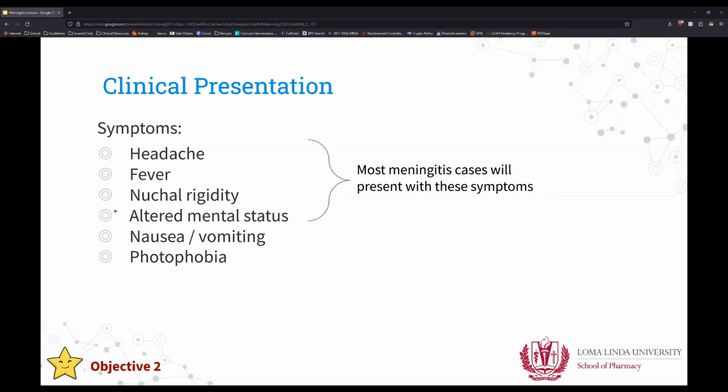Additional information that can help the providers is when family members are able to describe where the patient is at baseline, so we know if it has vastly changed or not. Of these top four, these are what are going to be in most meningitis cases. Additionally, the patient might also present with nausea and vomiting or photophobia, so they might shun away from bright lights.